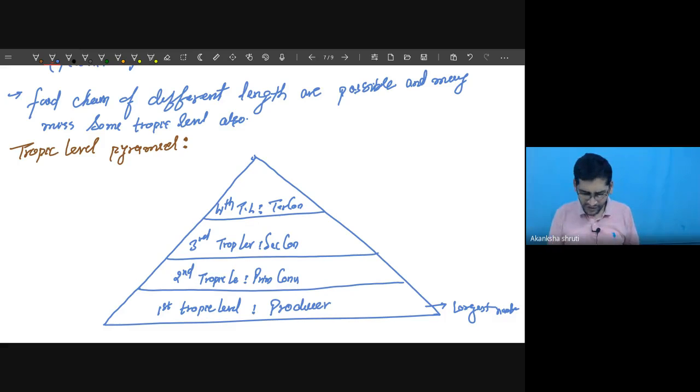Now how does the food flow or energy flow? Energy flows from trophic level 1 to trophic level 2, or it may be possible from 2 to trophic level 3, or even directly from 1 to trophic level 3 is also possible. And from trophic level 3 to trophic level 4, this is the flow of energy.